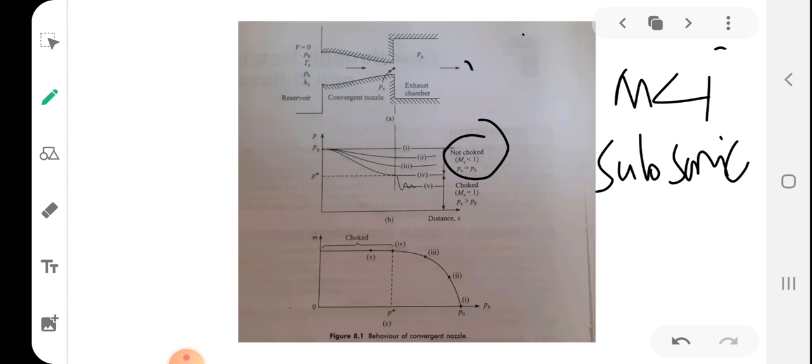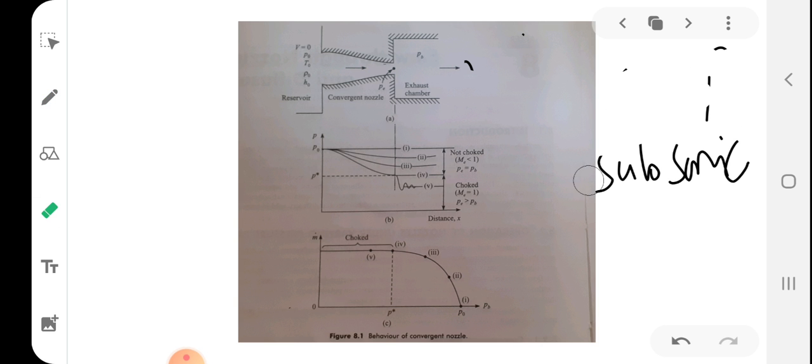So the flow will be subsonic throughout the nozzle, and what will happen to Mach number as the pressure is decreased along the length? It means velocity will be increased along the length. So maximum velocity or maximum Mach number will be at the exit plane. Okay, but still the Mach number will be less than 1 only. Okay, the flow will be subsonic only.